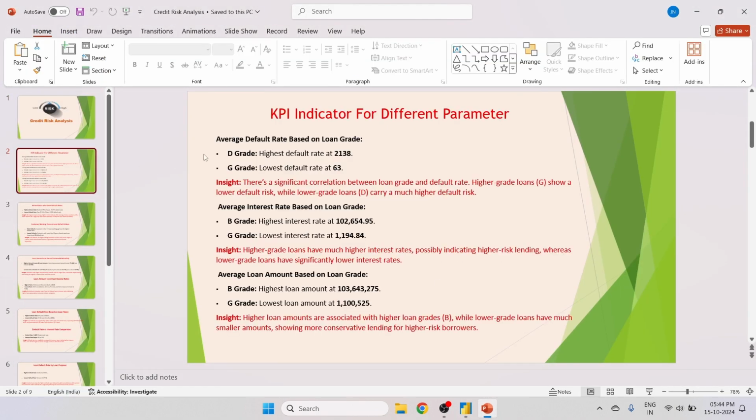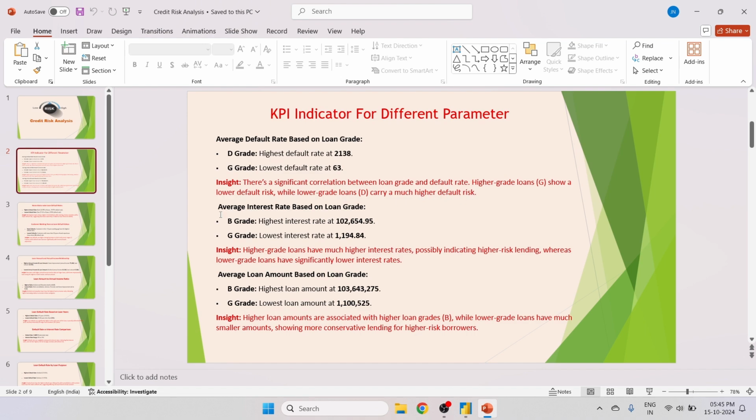My first slide is KPI indicators for different parameters. Average default rate based on loan grade: D grade has the highest default rate at 2138. For G, the lowest default rate is 63. Insight from this data is there is a significant correlation between loan grade and default rate. Higher grade loans like G show a lower default risk, while lower grade loans like D carry a much higher risk.